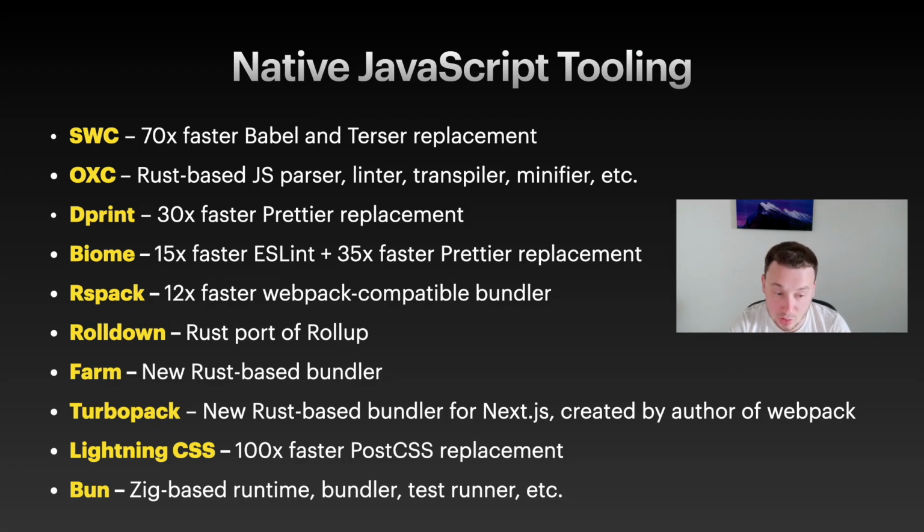Since then, there's been a huge shift toward JavaScript tooling written in native languages. Many of these have standardized on Rust, a systems programming language created by Mozilla. These are just some of them, but you can see some replacements for many of the tools I've discussed so far, including Babel and Terser, the minifier, Prettier, ESLint, Rollup, Webpack, and PostCSS, all with some very significant performance improvements. There are also more popular tools that aren't written in native languages themselves, but use native tools under the hood like Vite and Next.js.